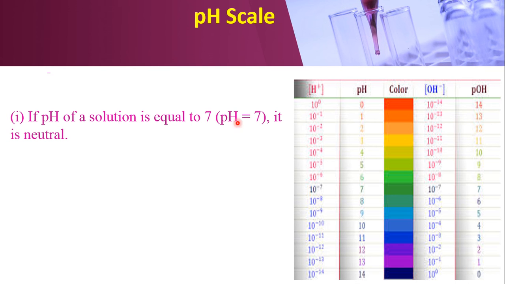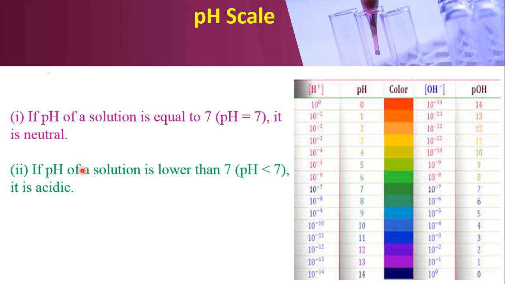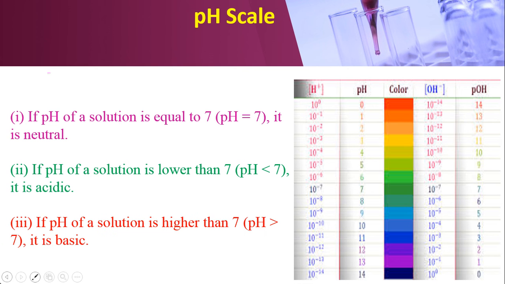Now, from all these pH scales, we can tell if pH of a solution is equal to 7, the solution is neutral. If pH of a solution is lower than 7, the solution is acidic. And if pH of a solution is higher than 7, the solution is basic. So, in this session, I have shown you 3 pH scales. From there, this is the best because here with pH value, there is pOH, concentration of hydrogen ion and concentration of hydroxyl ion, everything is shown.